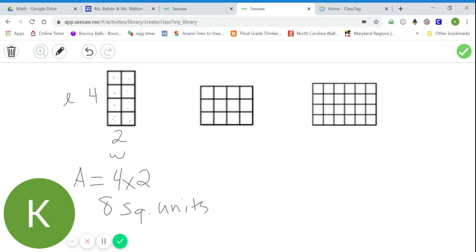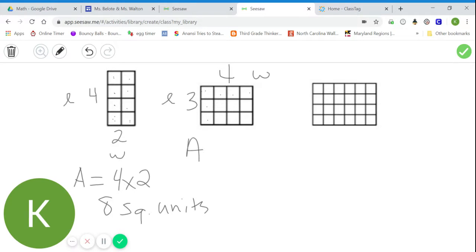Let's try it with the next rectangle. Once again, I'm going to start by labeling. 1, 2, 3. I'm going to call this my length again, and I'm labeling that as 3 units. Now let's figure out our width. 1, 2, 3, 4. 4 units make up my width. I'm going to write my W off to the side, that W representing width.